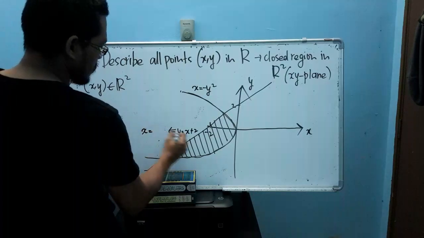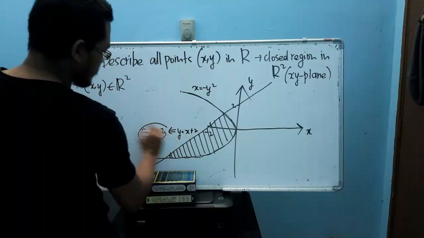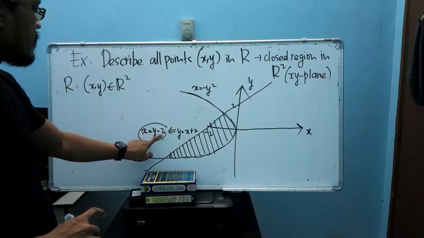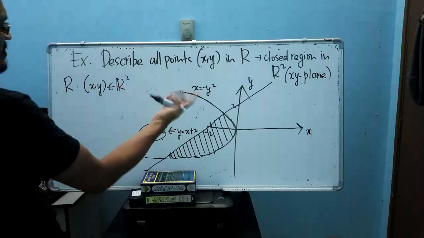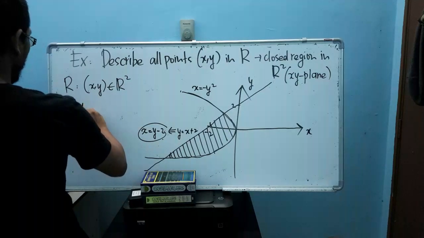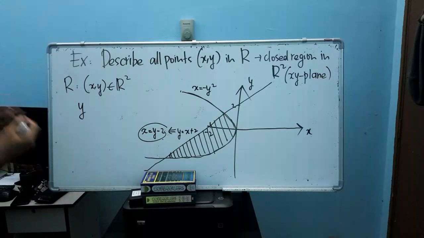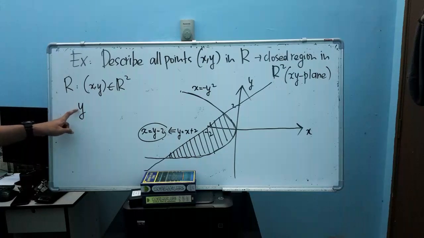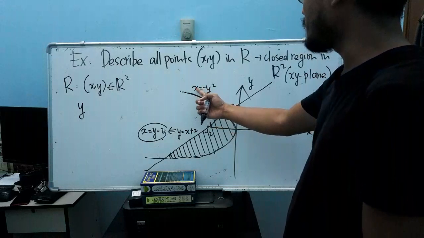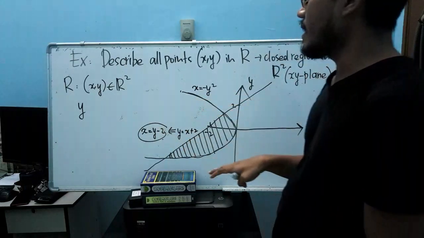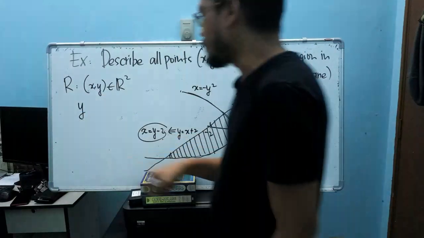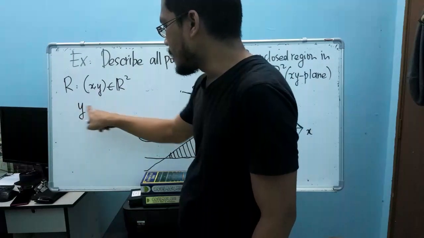So I will have x equals y minus 2. Now I have x equals y minus 2 and x equals minus y squared. In this example, it's easy for me to find the condition of y first. Why? Because we have x in terms of functions of y, so my x should be in between these two functions. But first I need to find the condition of my y, which should be in between two values.